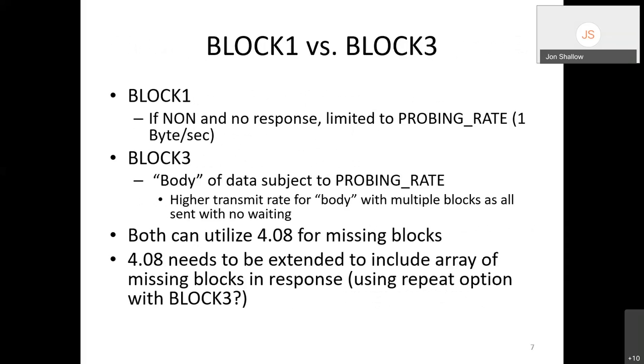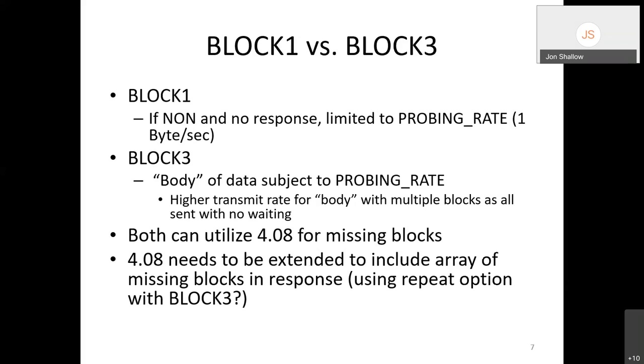So just looking at block one versus block three. With block one, we are limited to the probing rate. If you're just sending them out and there's no response because the pipe coming back towards us is running full, we're limited to that probing rate of 1 byte a second, which is quite a low rate. So we'll be hanging around for some time, and it will take time for telemetry information to be passed. Whereas with block three, the whole body, the whole set of blocks, is subject to the probing rate. So we can just do a quick blat and everything gets to the other end, and then we have to go back into the probing rate type stuff.